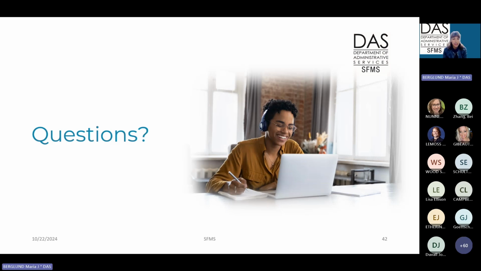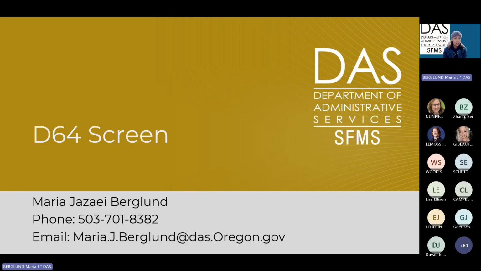Okay, pretty much 96B is the key to give you permission to be able to request reports or go to a website and download reports. Okay, so next we will move to the D64 screen.